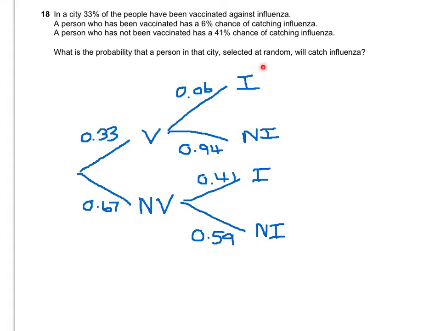the person catches influenza here, so we're travelling along this line. So if we travel along that line, we're going to be doing 0.33 multiplied by 0.06 on my calculator, which gives us 0.0198.